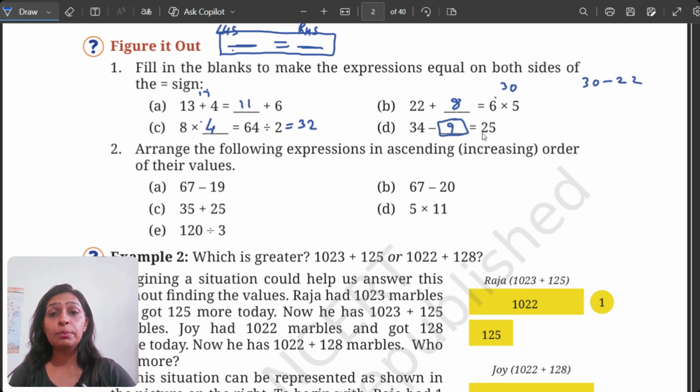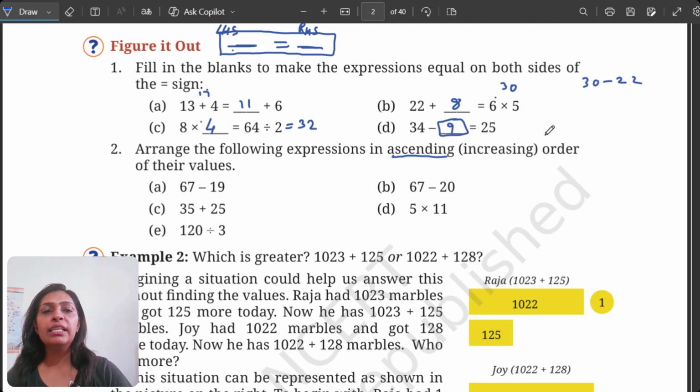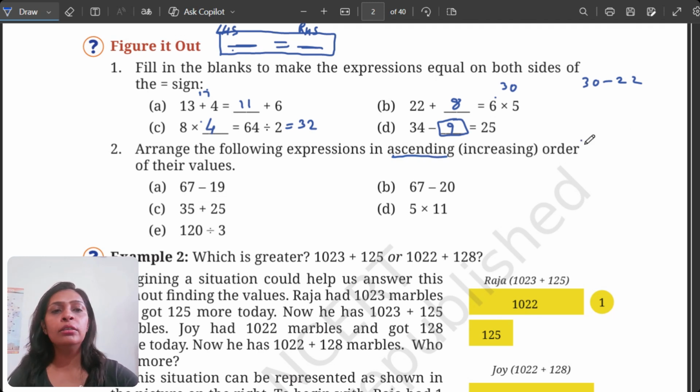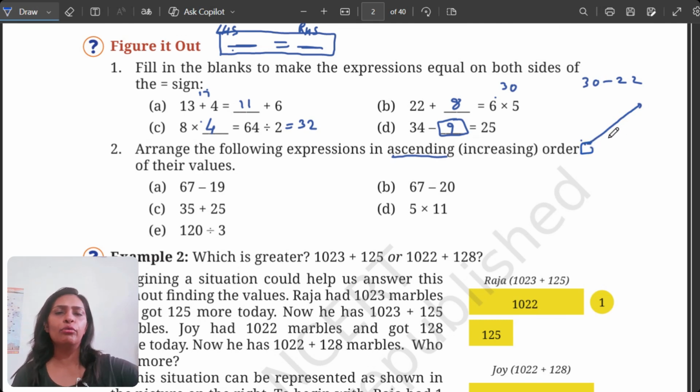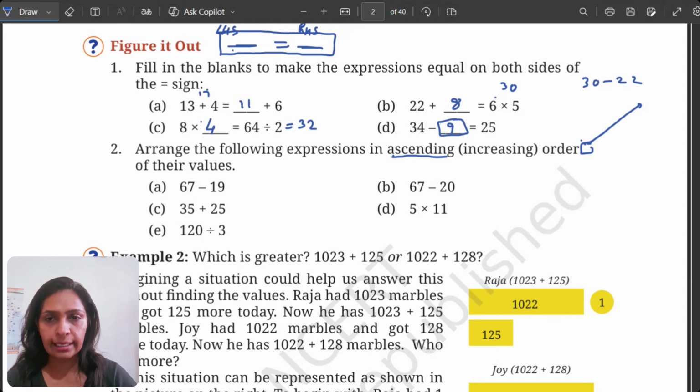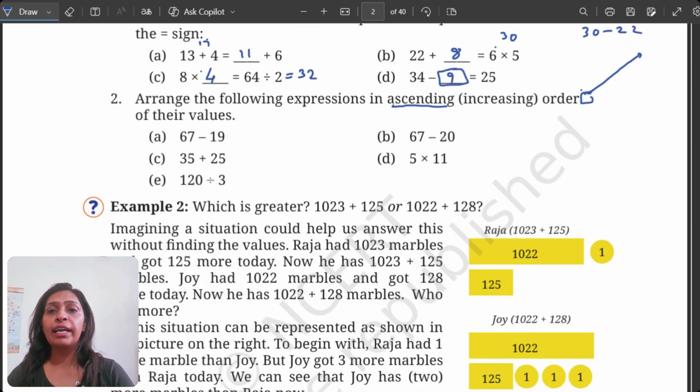Arrange the following expressions in ascending order. Now we have to be very, very careful. What is the meaning of ascending order? Ascending order means going from smaller to bigger. So the smallest number should come at position 1, then second, then third, and it keeps on going like that. But that is only possible when we know the value of the expressions. So in all these 5 parts, first of all, we are going to find the value of each expression.